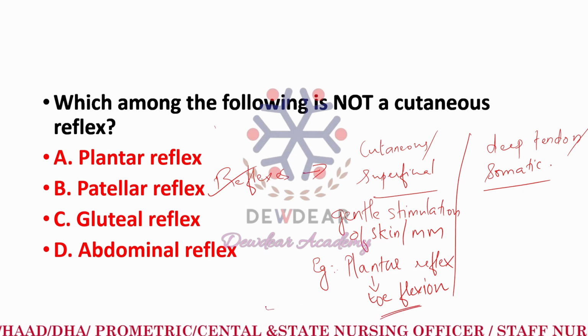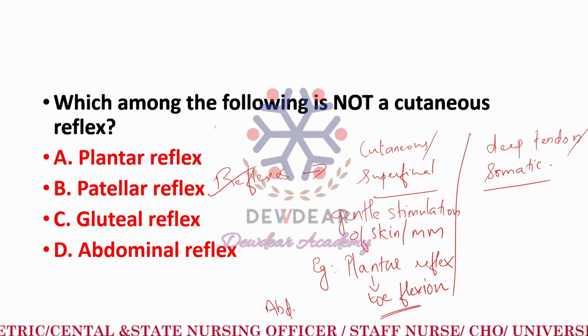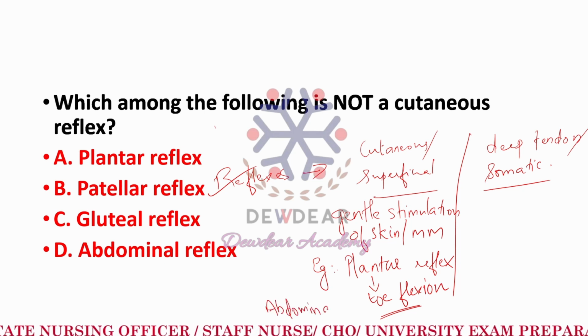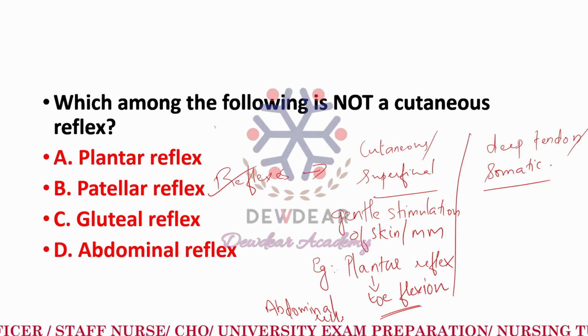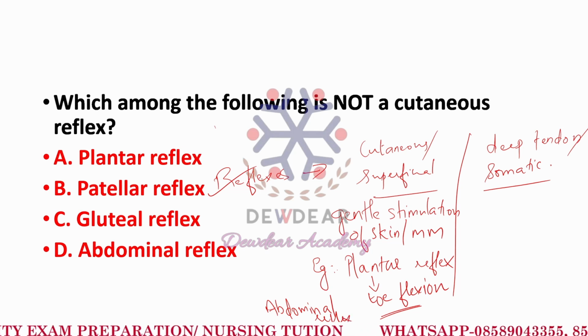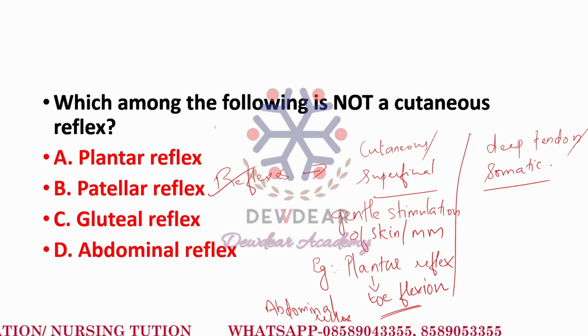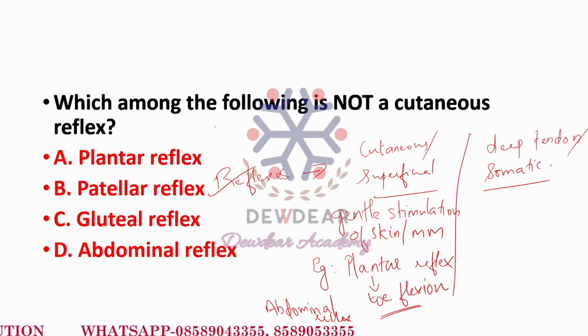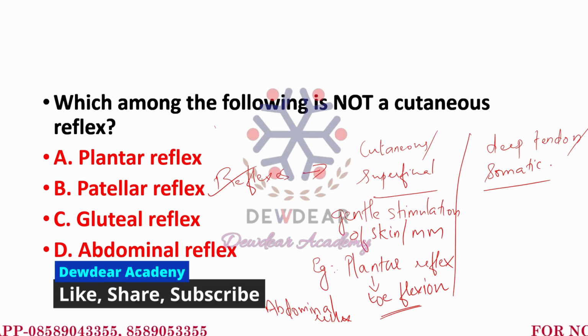Another example is the abdominal reflex. What is the abdominal reflex? When the skin of the abdomen is stroked, that causes the contraction of the abdominal muscles. That is the abdominal reflex.